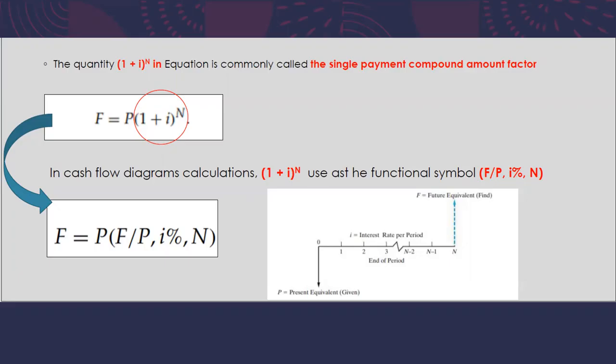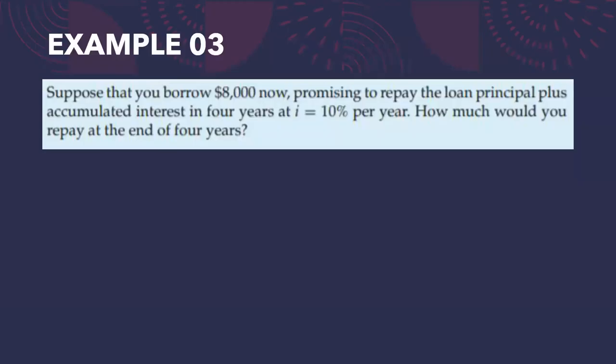So if we move to an example, can you try to do this example with respect to the equivalence of future value for present value? Suppose that you borrow $8,000 now, promising to repay the loan plus the accumulated interest in 4 years at an interest rate of 10% per year. How much would you repay at the end of the 4 years? Can you try to do it and put your answers in the chat?